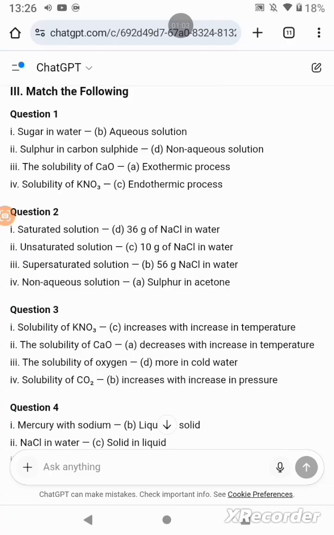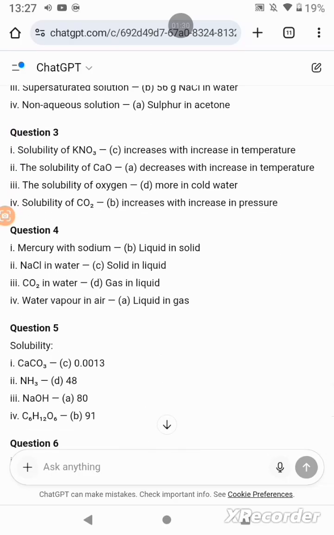Sugar and water: aqueous solution. Sulfur and carbon disulfide: non-aqueous solution. The solubility of CaO: exothermic process. Solubility of KNO3: endothermic process. Question 2. Saturated solution: 36 grams of NaCl in water. Unsaturated solution: 10 grams of NaCl in water. Supersaturated solution: 56 grams of NaCl in water. Non-aqueous solution: sulfur and acetone.